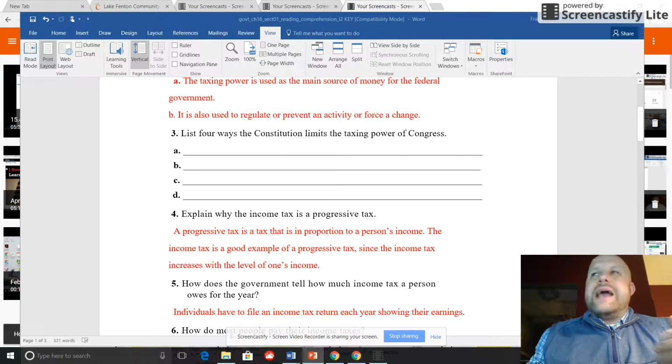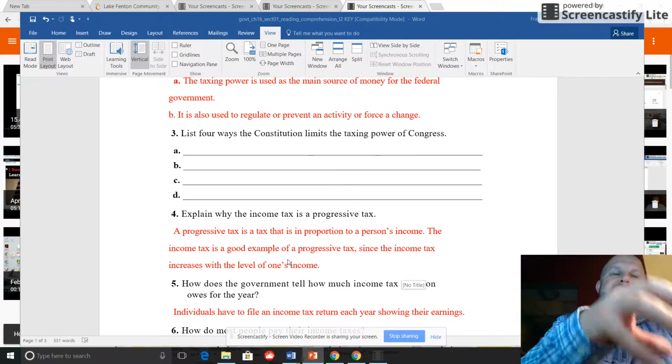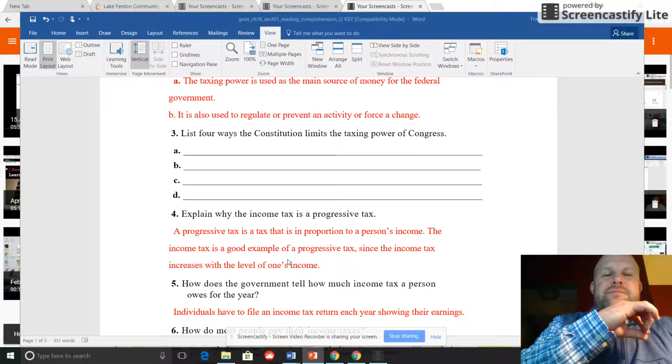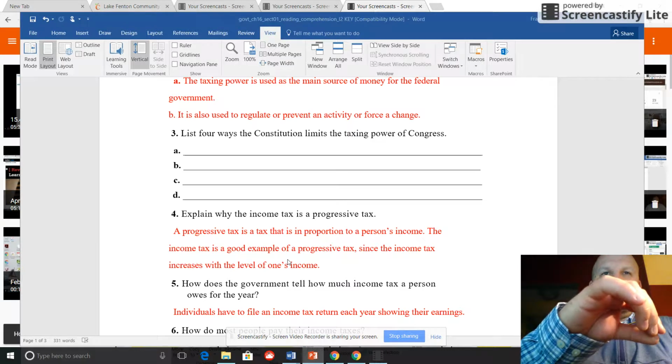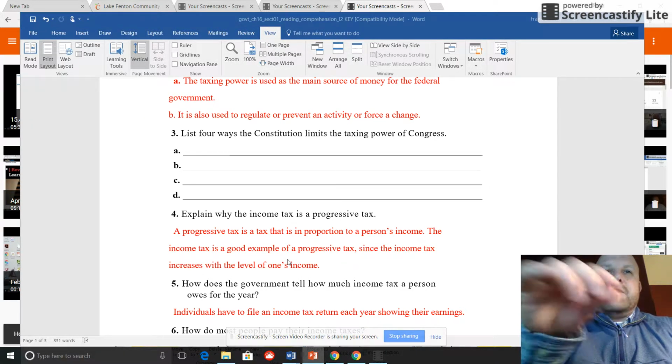So why is the income tax a progressive tax? We're going to look at three different types of taxes. A progressive tax is basically a tax that's in proportion to a person's income. Income tax is a good example since the tax increases with the level of one's income. So number 4, why is the income tax a progressive tax? Because it's in proportion to a person's income. The more you make, the more you pay.